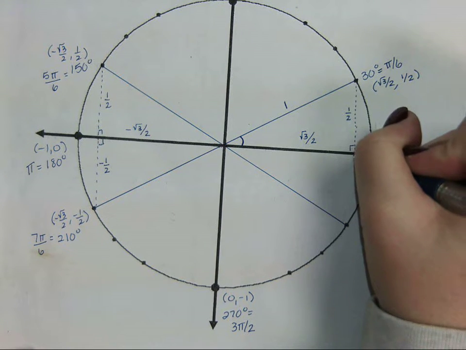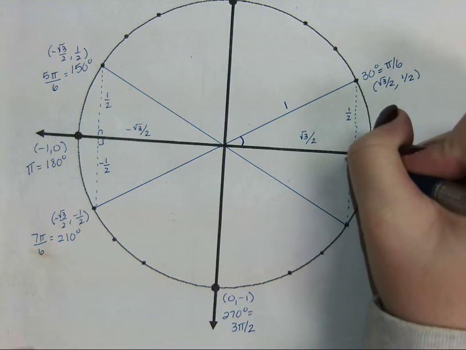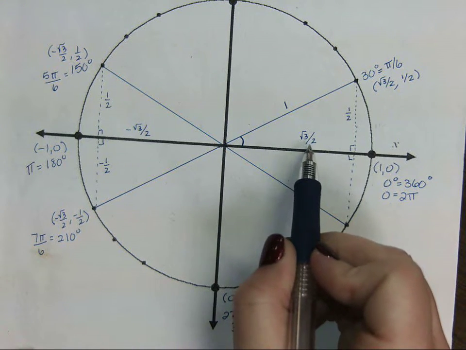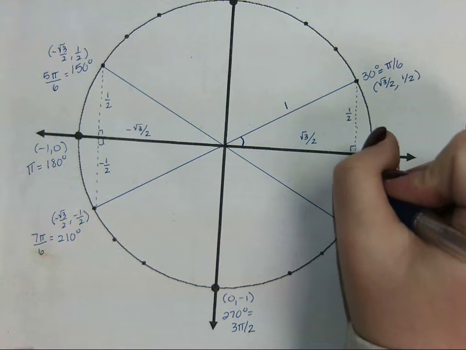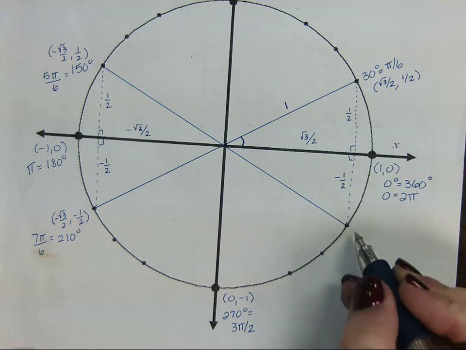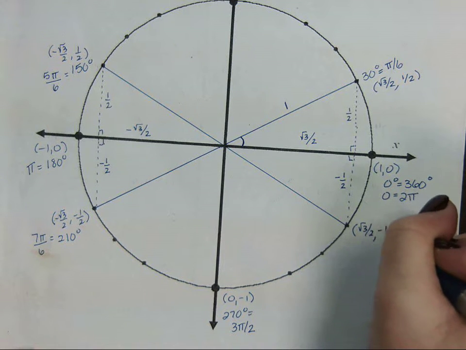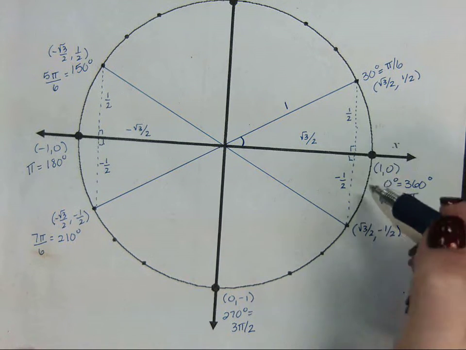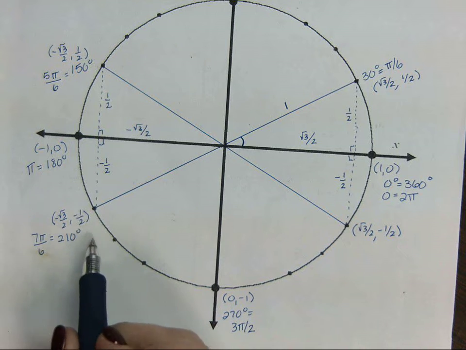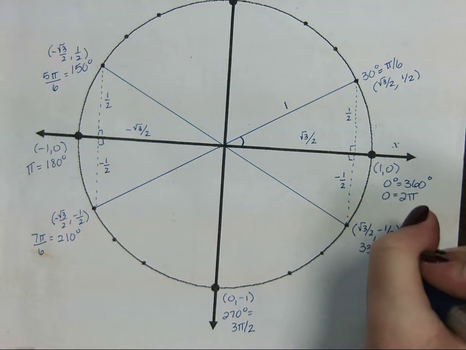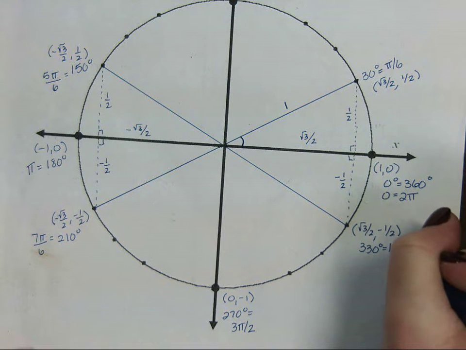Now let's come over to this triangle and flip this one upside down as well. Again, this has a positive root 3 over 2 for the x value, but it goes down to negative 1/2 to get to the y coordinate. So this is root 3 over 2, negative 1/2. And I'm not going to go down negative 30. I want to continue around my circle here. So this is 330 degrees, which is the same as 11 pi over 6.